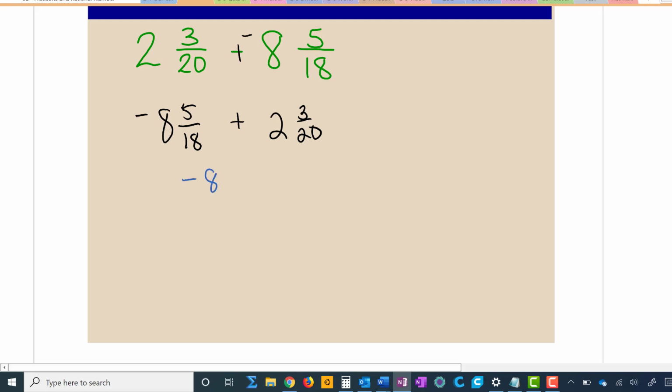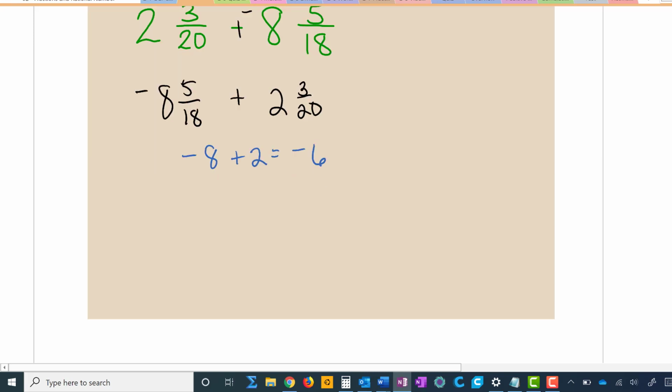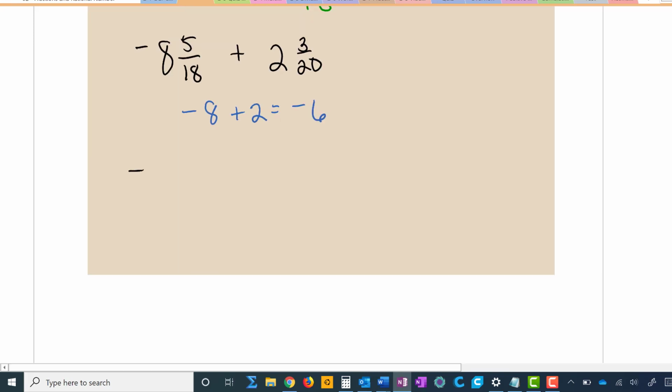Let's think about how we would approach negative 8 plus 2. What would that equal? Negative 6, right? So we're going to do the same thing we did here. What we did in our head was we subtracted, and then we kept the negative because we had more negatives. So we're going to do the same thing. We're going to subtract and keep the negative. So negative 8 and 5/18 plus 2 and 3/20. So even though there's addition, we're adding different signs, which means we have to subtract.